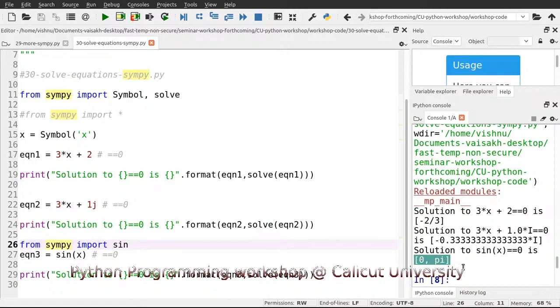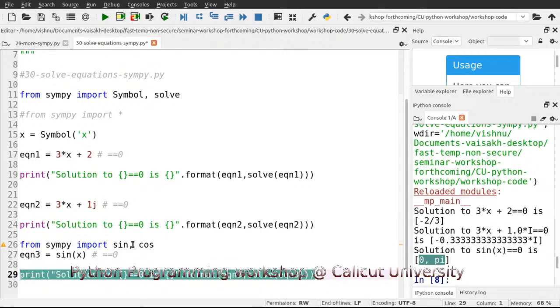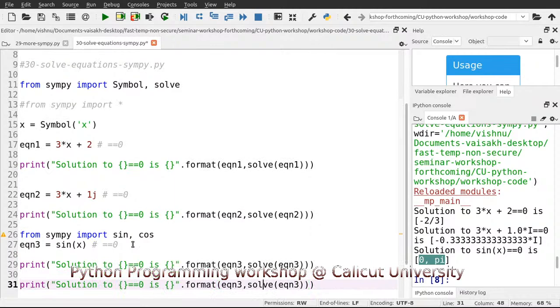Sin x equal to 0 is here solved, and the solutions are given to be 0 and pi, because I think it's looking for the solutions from the domain 0 to pi. Now cos. You can even directly do that without requiring these things.